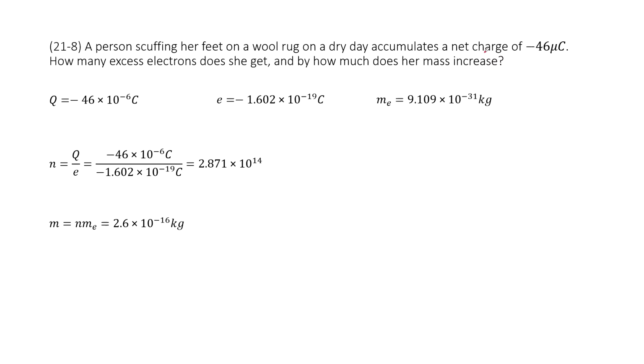And now the net charge on this object is given as Q equals negative 46 microcoulombs. We convert the unit to coulombs, we write it there. It asks how many electrons this object gets and how much the mass increases, right?